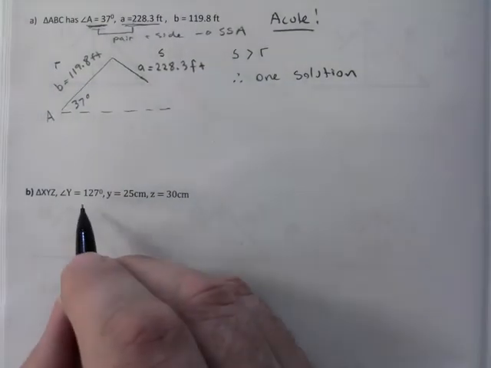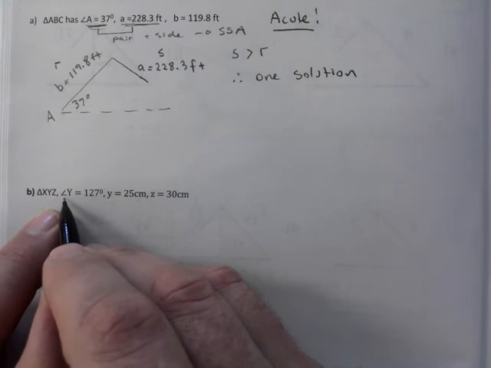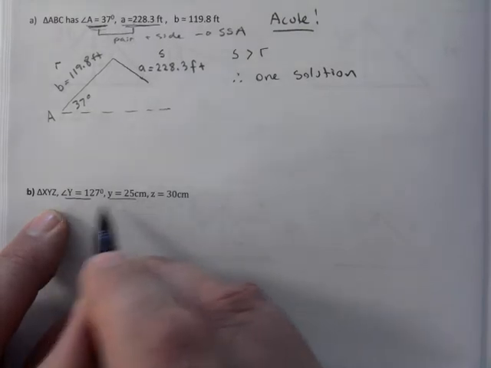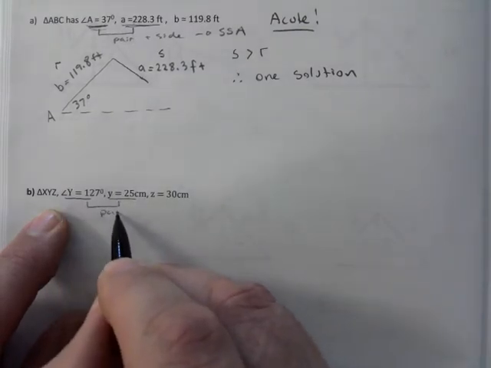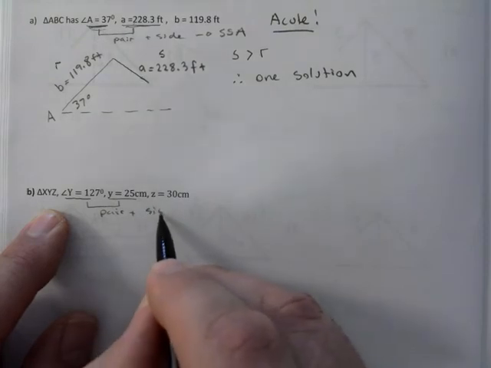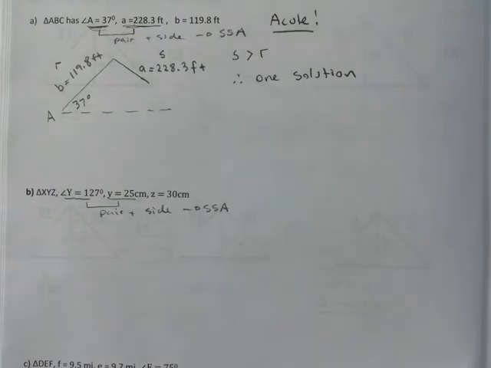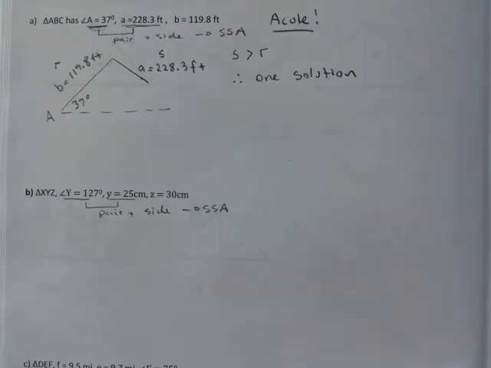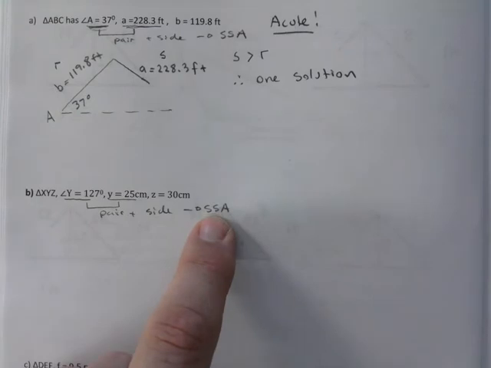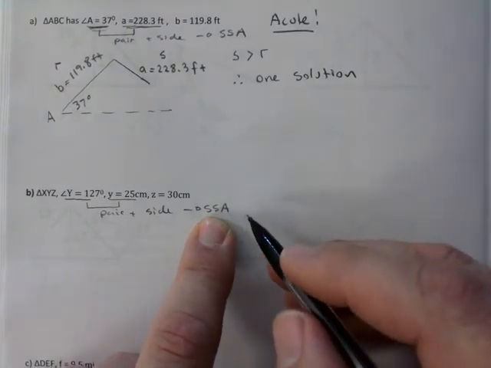Next, is this SSA? I have a pair here. Pair plus side, and that is SSA. If it is not SSA, guys, how many solutions will be possible? Just one. That's it. You don't have to worry about it. There will be a triangle. SSA is the only problem.